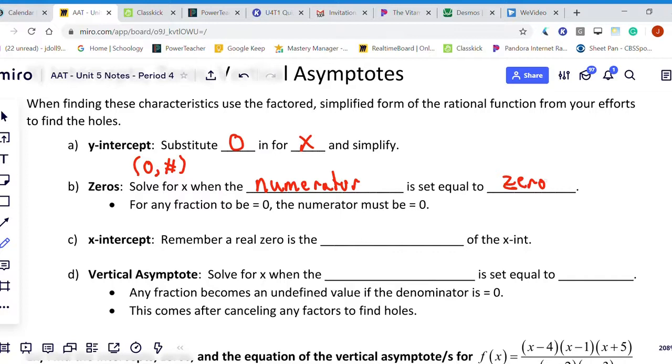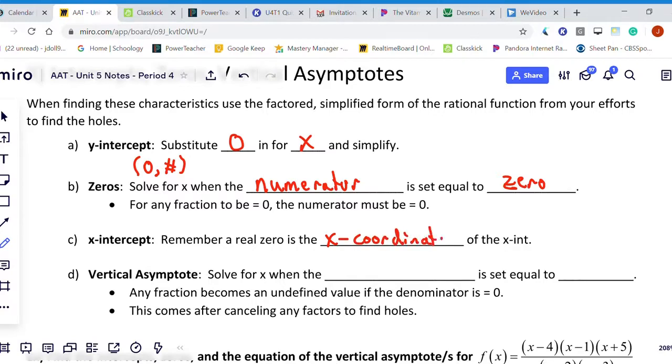It really doesn't matter what the denominator is: 0 over 100, 0 over 10, 0 over a million, 0 over -5. All of those simplify to 0 because the numerator is 0. So when we're looking for zeros, what we focus on is the numerator. The x-intercept is a real 0, but it is the x-coordinate of the x-intercept.